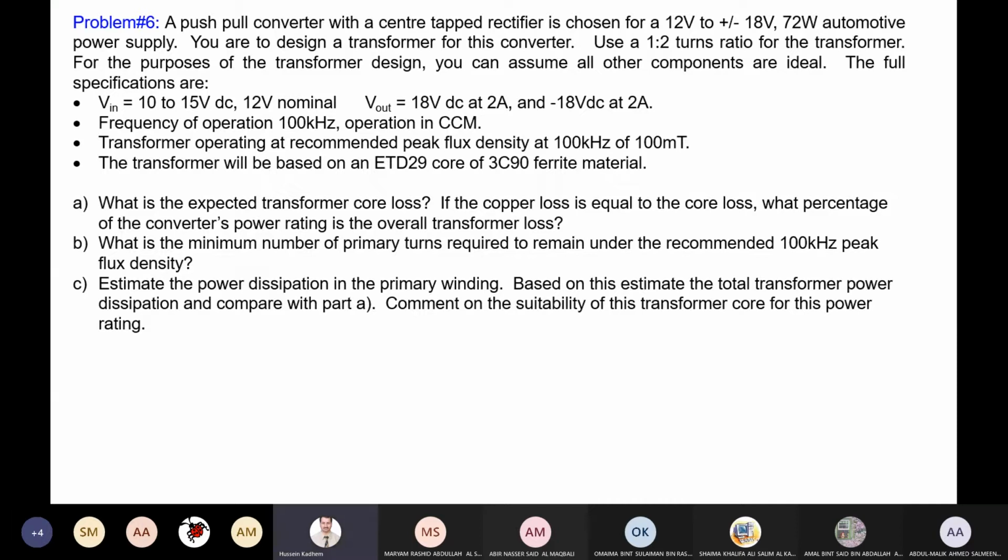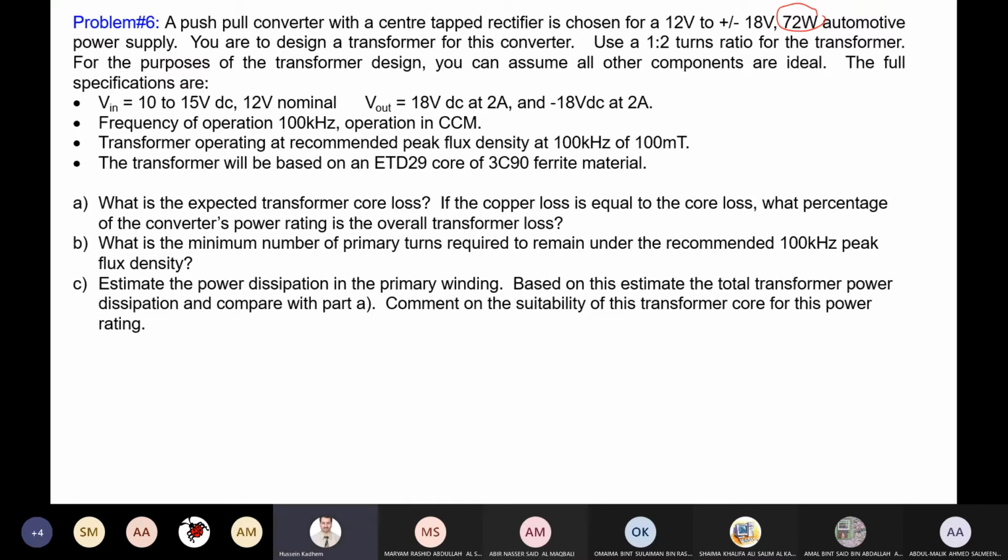Now, what is the expected transformer core losses? He asked me about the core losses. If the copper losses are equal to the core losses, what percentage of the converter power rating is the overall transformer losses? So if the copper loss is equal to the core losses, what percentage of the total does it represent? Because you know the total is 72 watt, the total power output. So how much does this represent as a fraction? At the end, I will divide it by 72 and multiply by 100% to see the percentage.